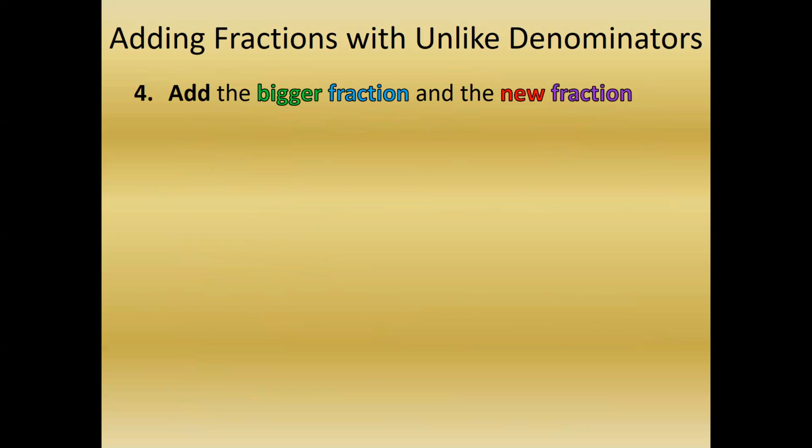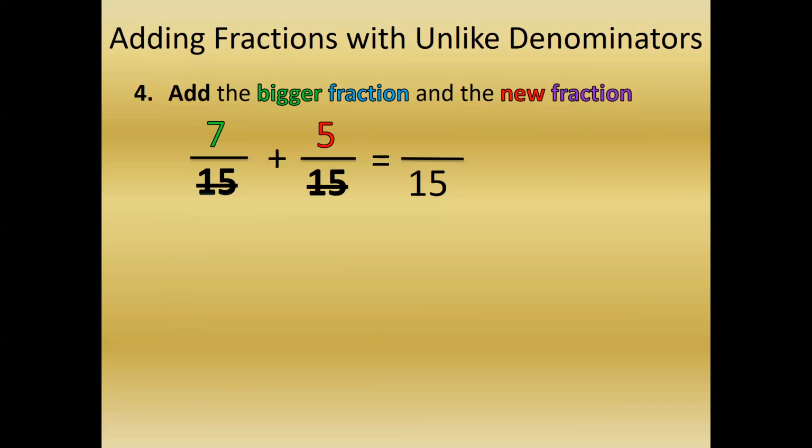Then we have to add the bigger fraction and the new fraction. So our bigger fraction was 7/15 plus our new fraction, which is 5/15. Because our denominators are the same, we can cross them out just like we did in our last lesson, and put the 15 on the denominator of the answer. Then we just add 7 plus 5, and 7 plus 5 is 12. And then we have one last step before we can actually answer it. We have to simplify the answer if possible.